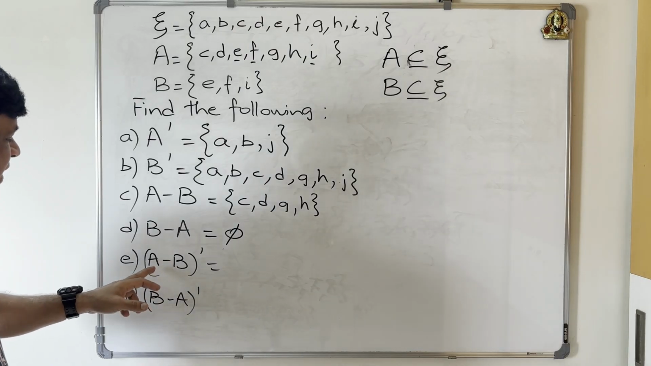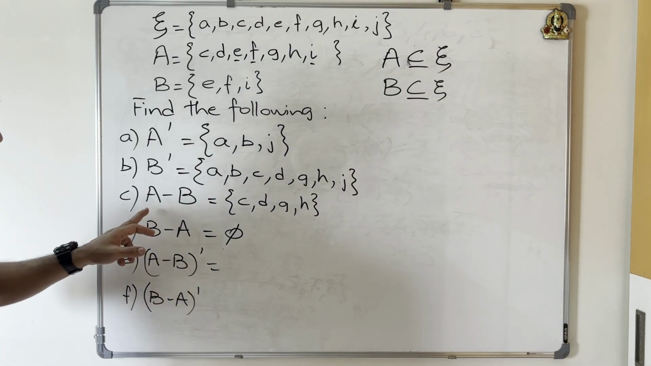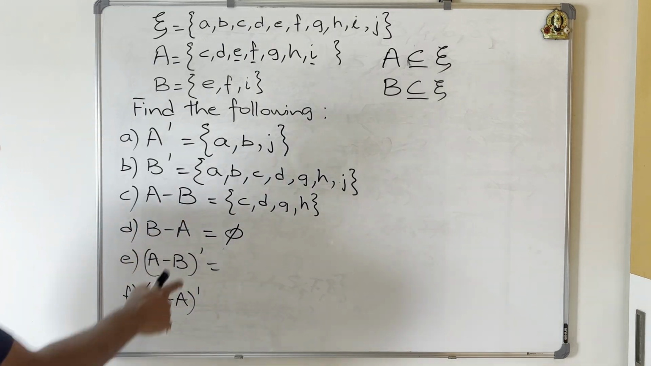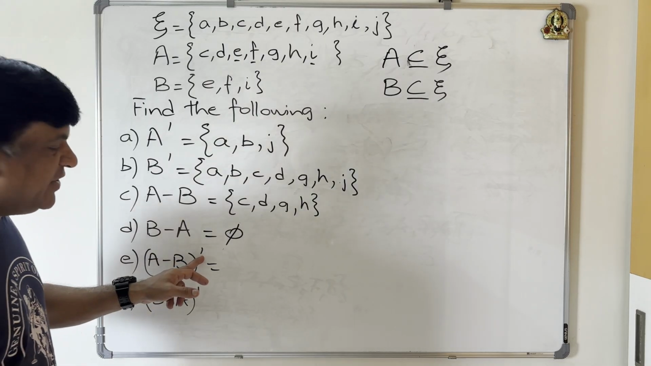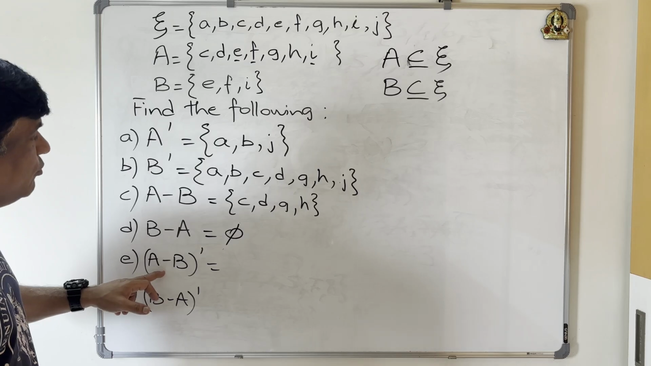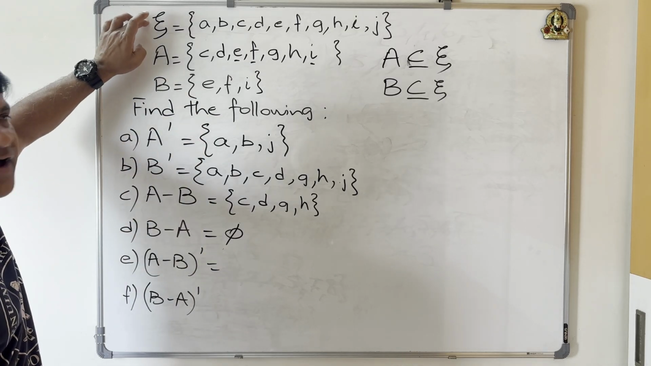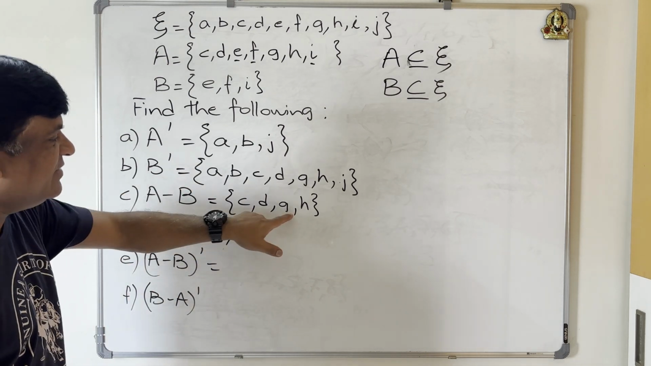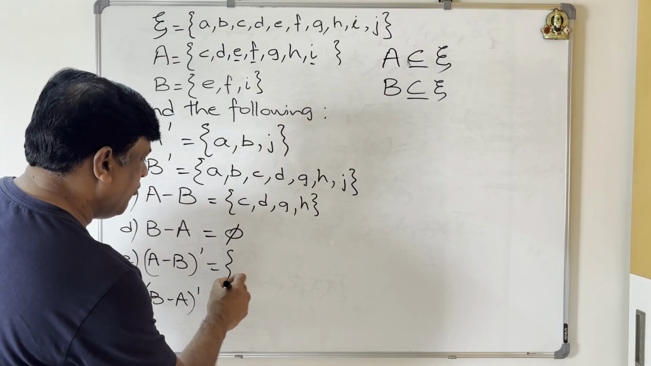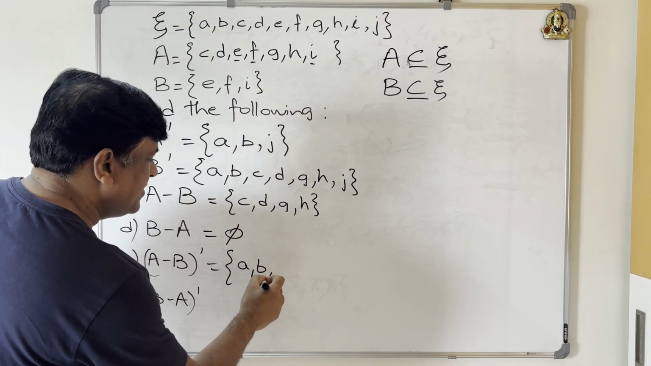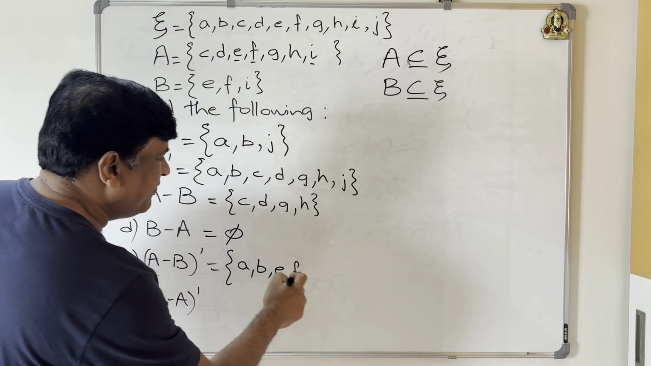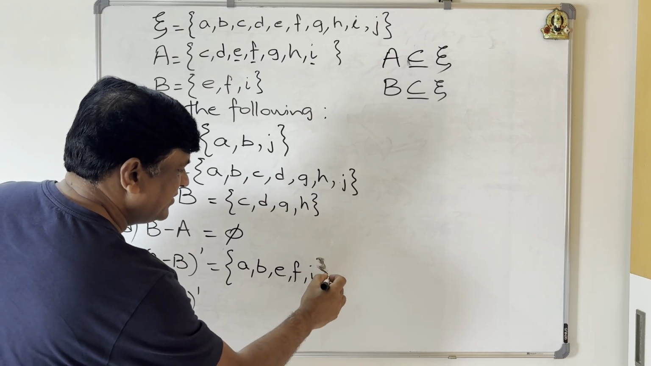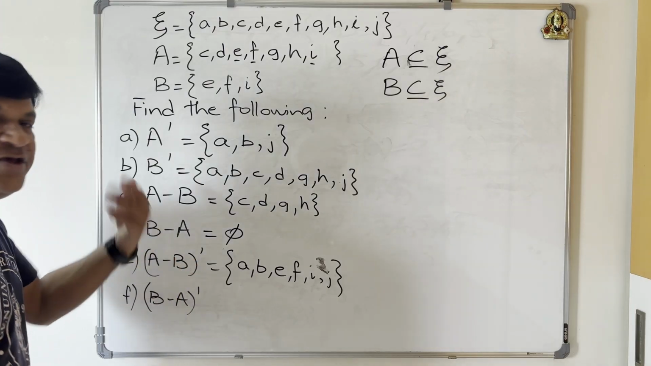Now they are asking us to find A minus B whole complement. What did we find for A minus B? A minus B we had C, D, G, H. Now again coming back to the basics, when they say complement, what are you going to compare it against? You are going to compare it against the universal set. So barring these, the complement of those will be what? Your A, B, E, F and I. Look at it. And J, yes, one more, J also. That is what A minus B whole complement is.